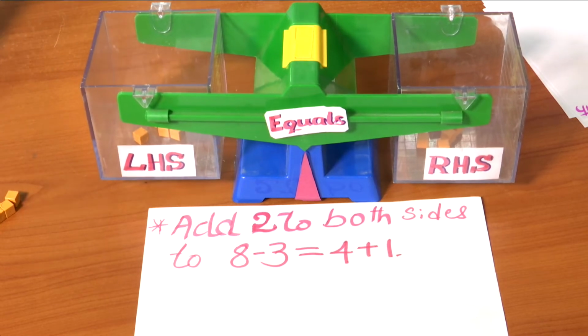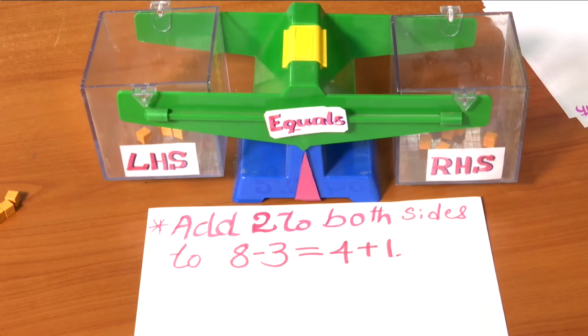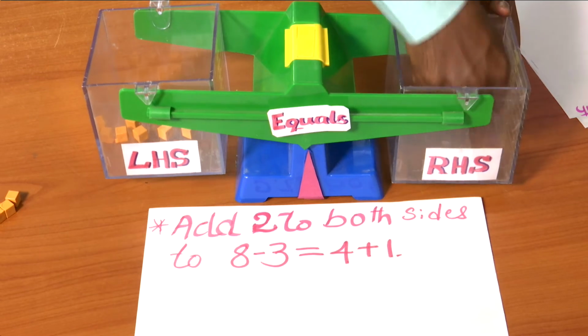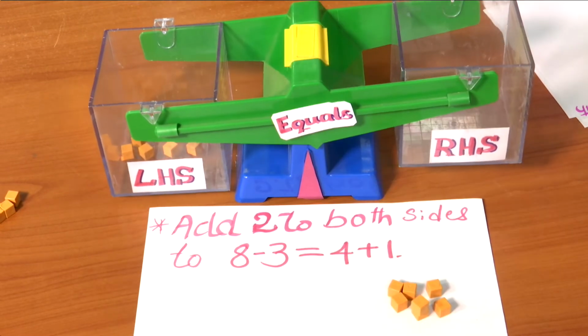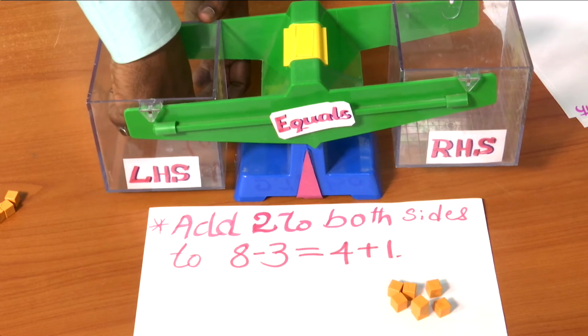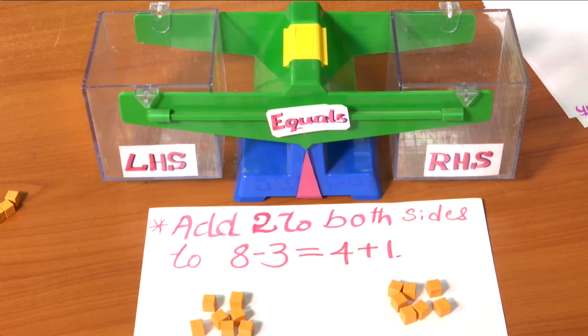What have we done? Add 2 on both sides. 2 is here, we put on the right side and also 2 on the left side. What happens? In the RHS there are 7 cubes and in the LHS also 7 cubes. Therefore, there is no change when we add 2 on both sides of the given equation.